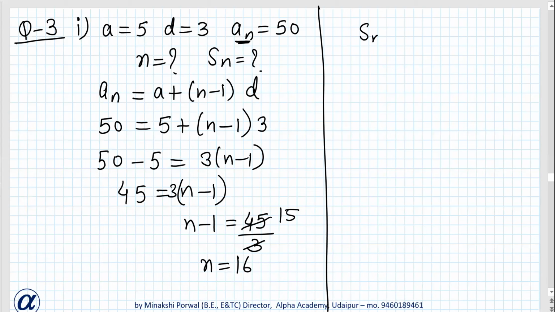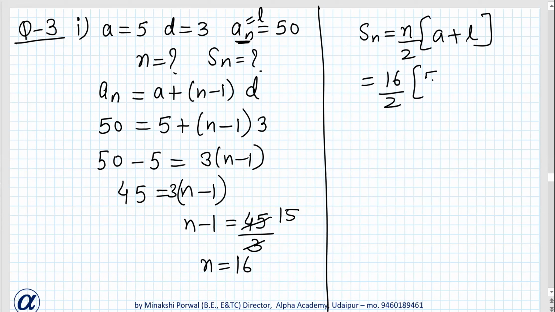Now Sn equals n by 2 into (a plus l). The an is also l, it's the same. So n is 16 by 2, into (5 plus 50). So this is equal to 8, and 8 into 55 will be the answer.